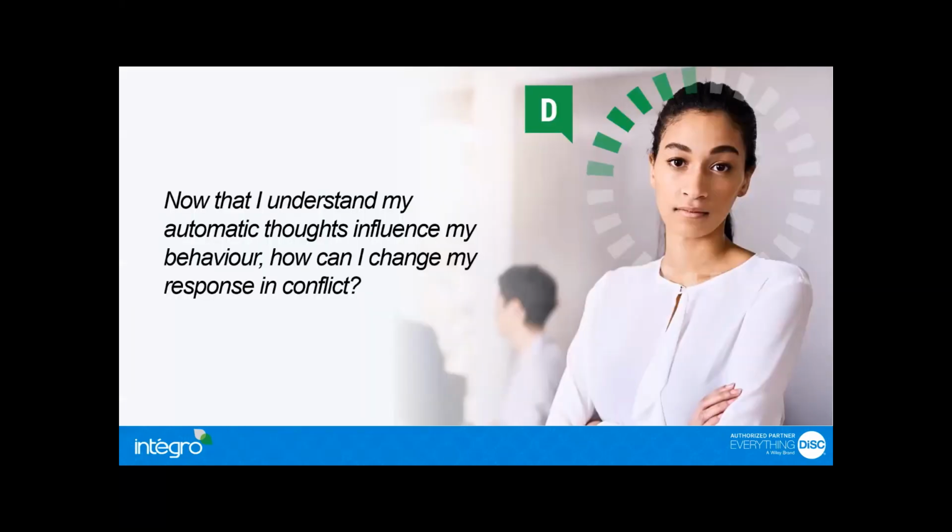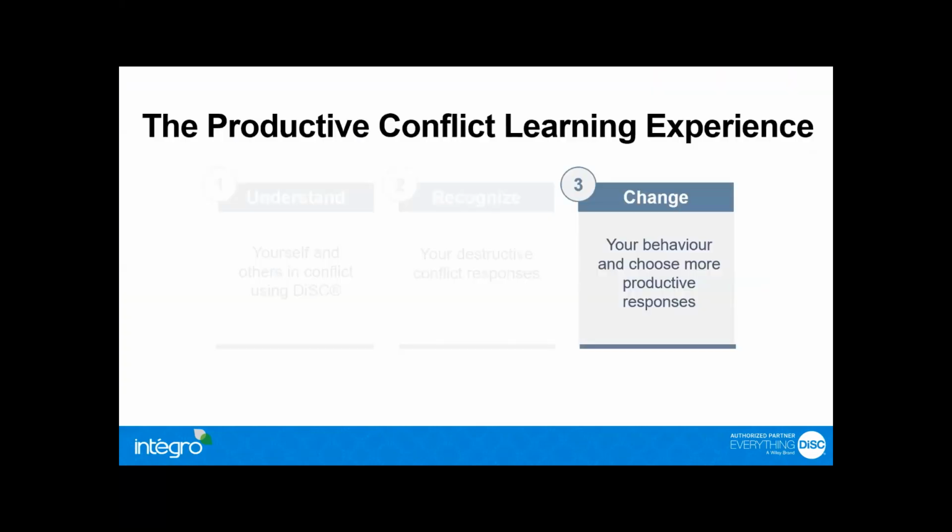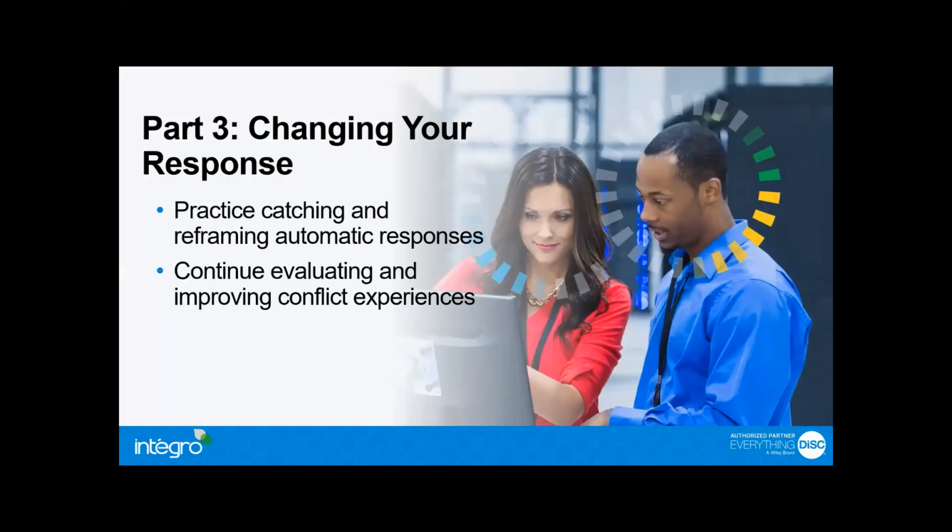Recognizing automatic thoughts. So here's Ruby again. Now that I understand my automatic thoughts influence my behavior, how can I change my response? And so we're going to go to the third step in the learning experience, which is your behavior, changing your behavior and choosing more productive responses. First of all, we need practice at catching and reframing automatic responses.